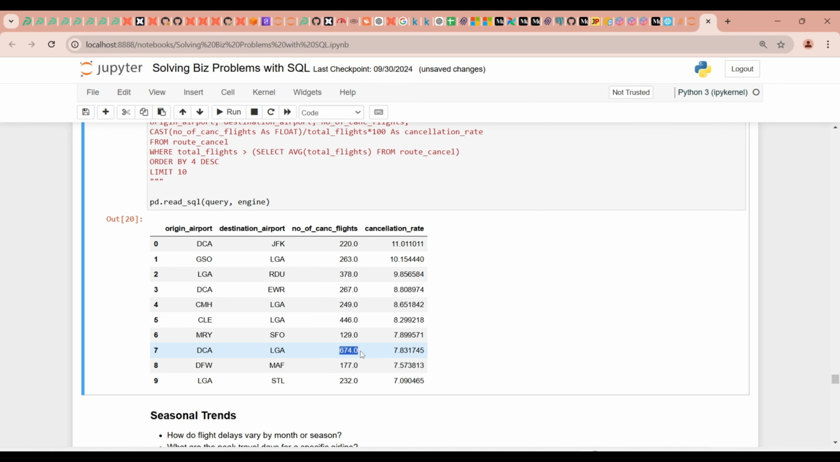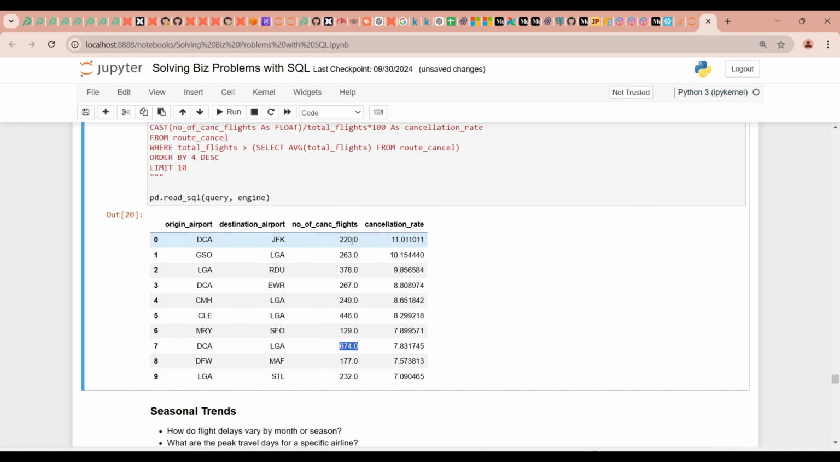But compared to the total number of flights that this route has had, it's just 7.8% compared to this one that has 11%. So with this, you can safely say that these are the routes to be considered when you're doing your cancellation rate, right? Comparing to someone that has a 100% cancellation rate and has only had one flight, it's going to be unfair to judge that way.